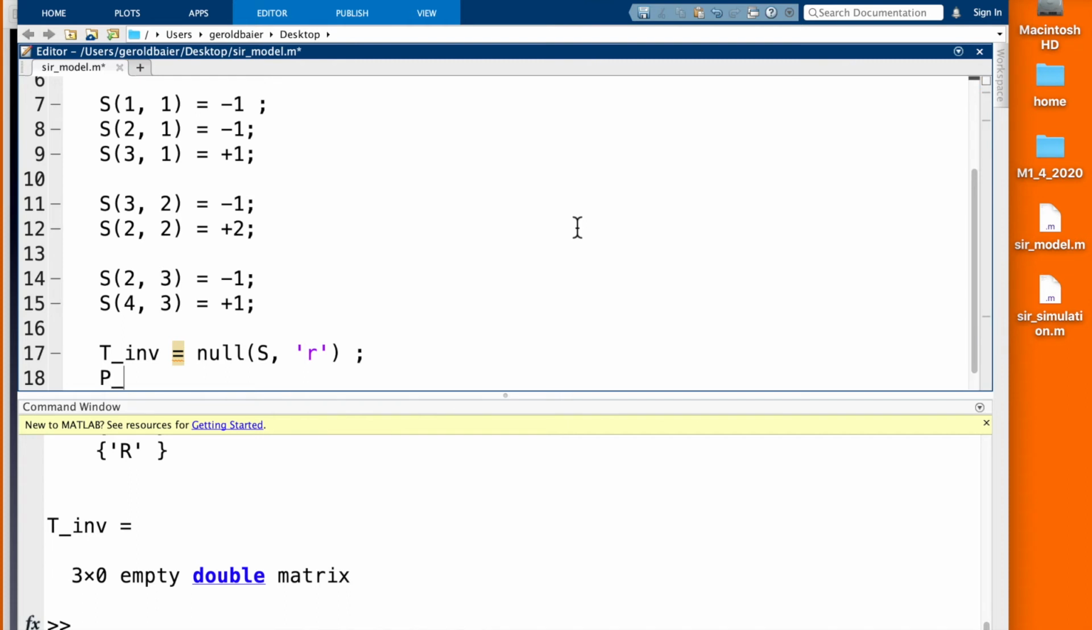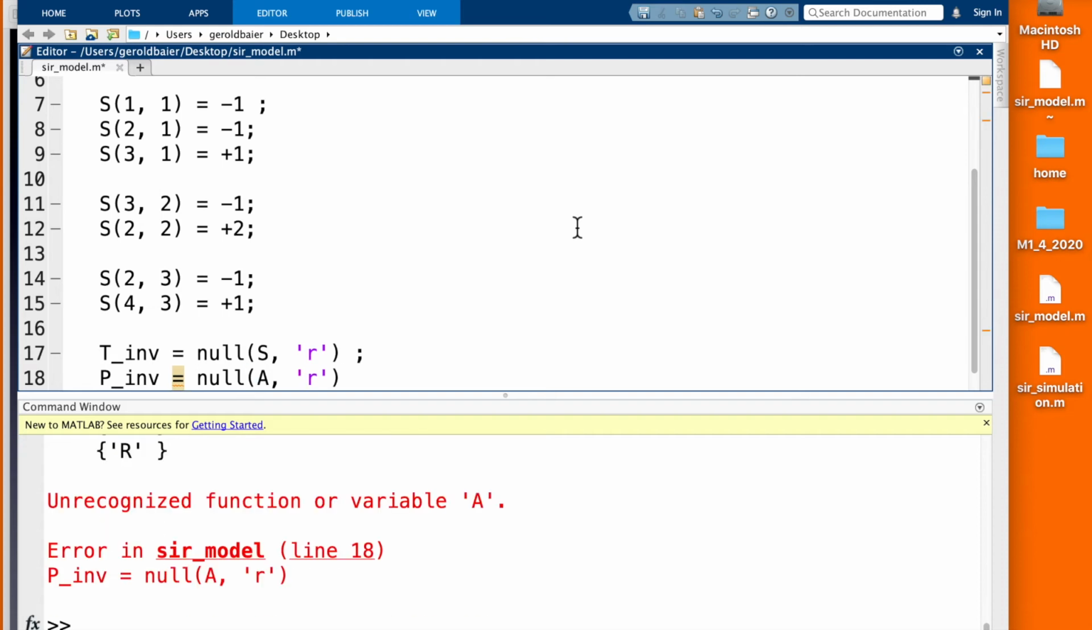So let's then check the P invariant. How do we get the P invariant? Similarly, it's the null space. We need the A matrix, the reaction matrix. And if we set it up along similar lines, we actually get an error. Why do we get an error? Because we have never defined the reaction matrix. But that is simple to mend.